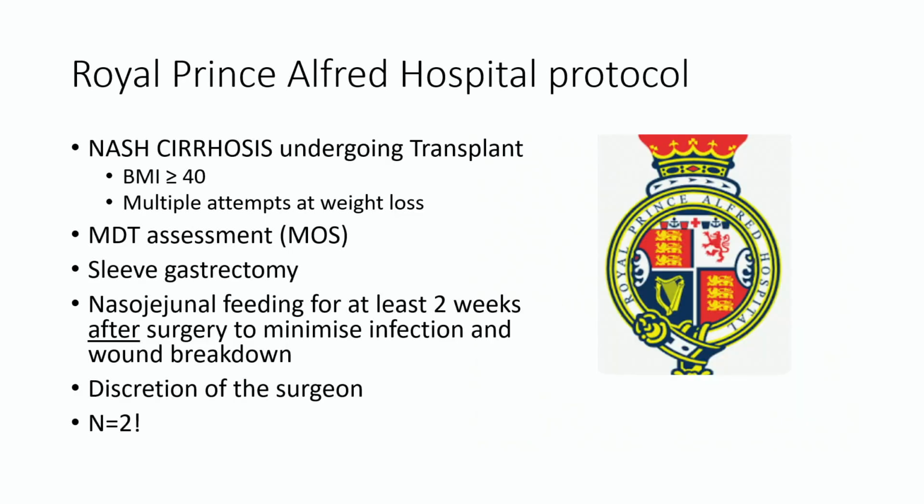At RPA, we have a protocol whereby if patients have NASH cirrhosis and their BMI is over 40, and they've had multiple attempts at weight loss, we send them to our metabolic clinic. And if they do go to surgery and they're consented, they get a sleeve gastrectomy, and we will keep a nasojejunal tube in them for the 2 weeks after transplant. We've got this funny situation where we have to maintain them nutritionally as well as we can while they're recovering, but we are then able to remove that afterwards.